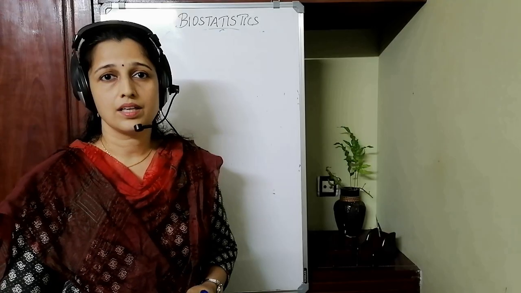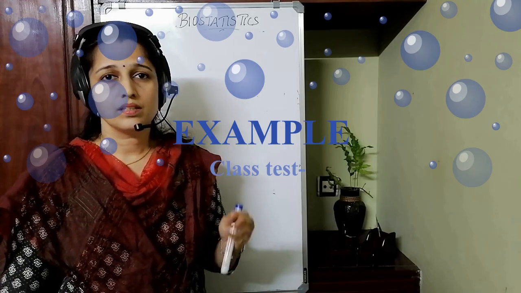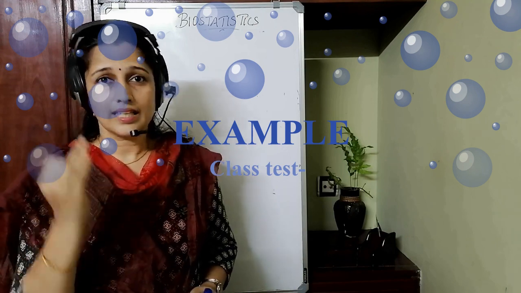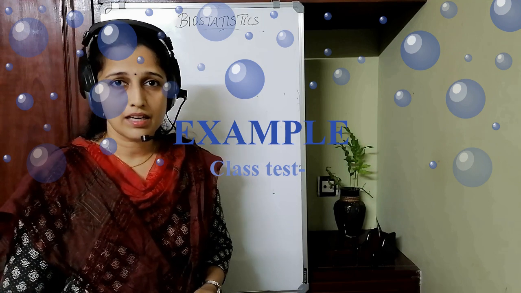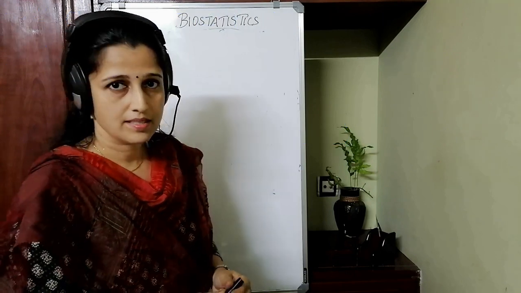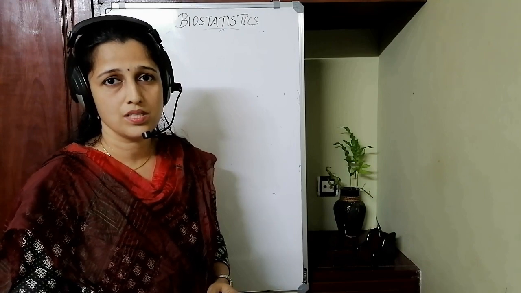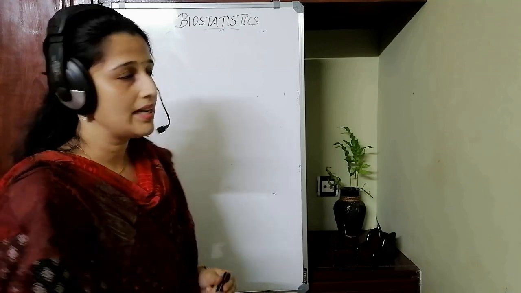So, consider a test conducted in a class with 3 levels of question: a moderate level exam, an easy level exam and a difficult level exam. First, let's plot a graph of the marks achieved by the students in the moderate level exam.